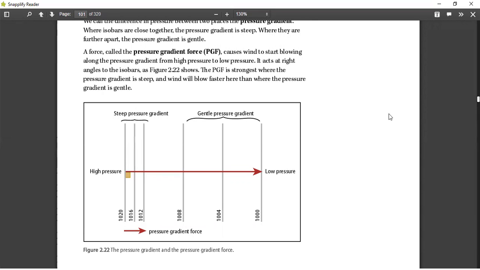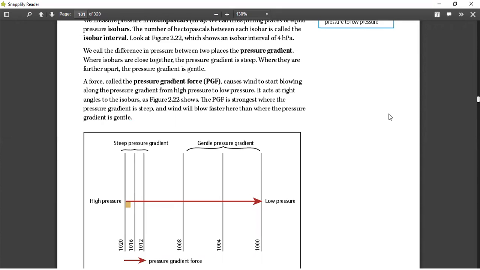Now we're going to look at what a pressure gradient is. We call the difference in pressure between two places the pressure gradient. Where isobars are close together, the pressure gradient is steep. Where they are further apart, the pressure gradient is gentle. So this means that if the isobars are closer together, there's high pressure. As you can see in the diagram there, the isobars are close together, and then there's a steep gradient.